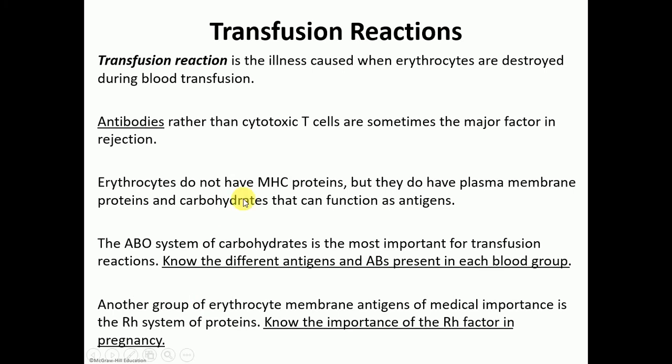In an incompatible blood transfusion, the reaction is due to antibodies and not the cytotoxic T cells. Cytotoxic T cells were responsible for tissue rejection. To be specific, it is the IgMs that are responsible for incompatible blood transfusions. It really depends on the ABO system, the antigen A, B, or the absence of these different carbohydrates found on the surface of your red blood cell. So you want to know the different antigens and antibodies present in each blood group.